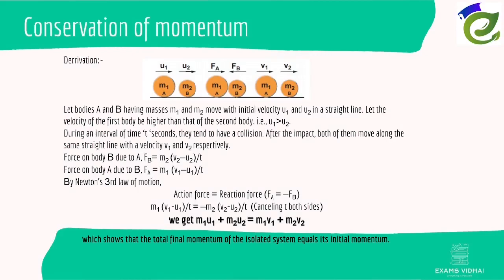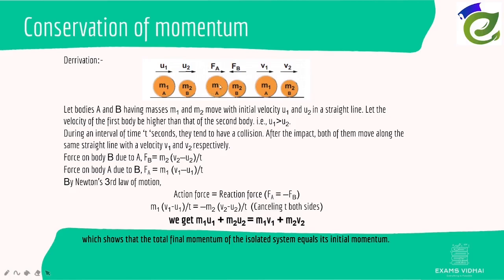Now, conservation of momentum. In the previous part, we discussed that the total momentum before and after collision remains the same. Therefore, let us derive mathematically and prove whether this is satisfied or not. Let bodies A and B have masses m1 and m2 and move with initial velocities u1 and u2 in a straight line, and we'll assume that u1 is greater than u2. Since u1 is greater than u2, there has to be a collision at some point in time. So let us assume there is a collision after a certain time interval t, and after the collision both bodies, A and B, move in a straight line with velocities v1 and v2.